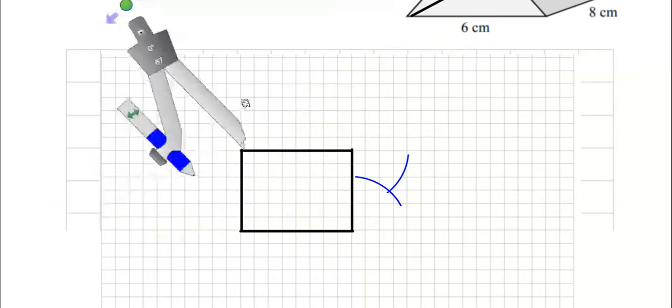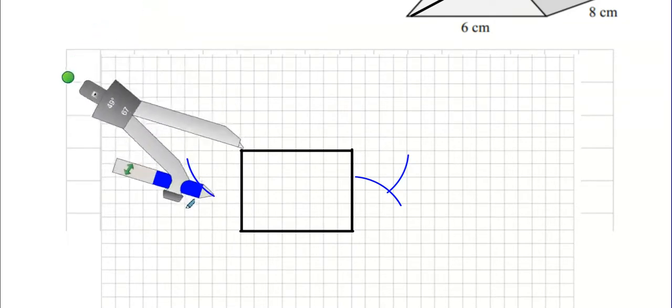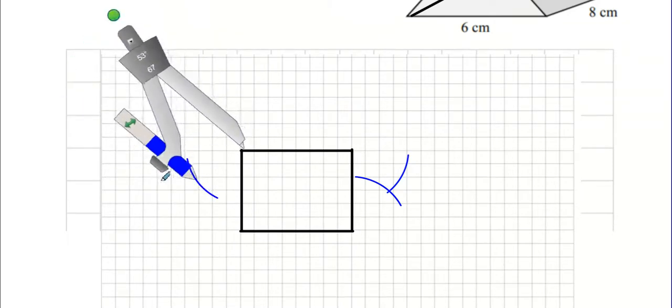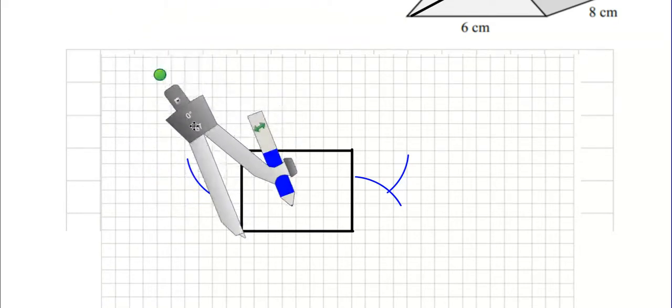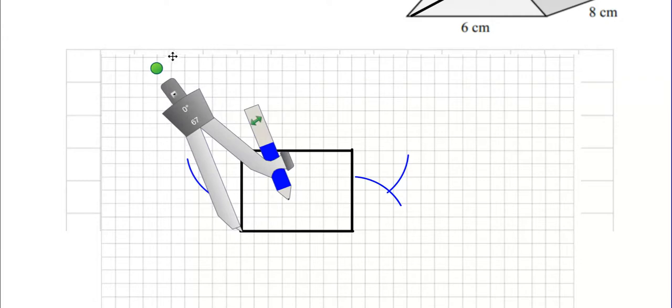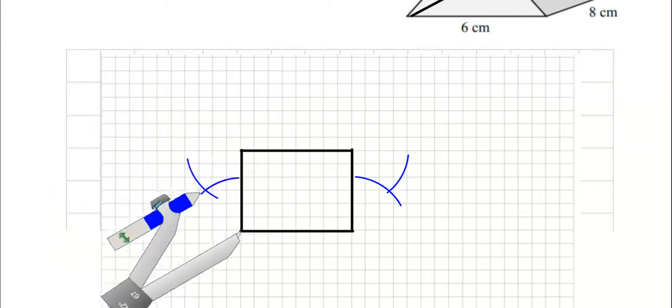Actually, I'll just go this way. There you go. Once again, do a nice big arc this time. Don't risk them not intersecting with each other. Okay, just gonna flip this around. Gonna go to the other corner like so. Then we're going to make them intercept each other like so.